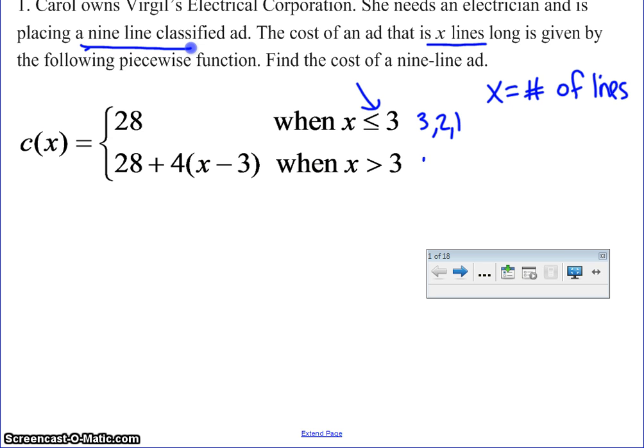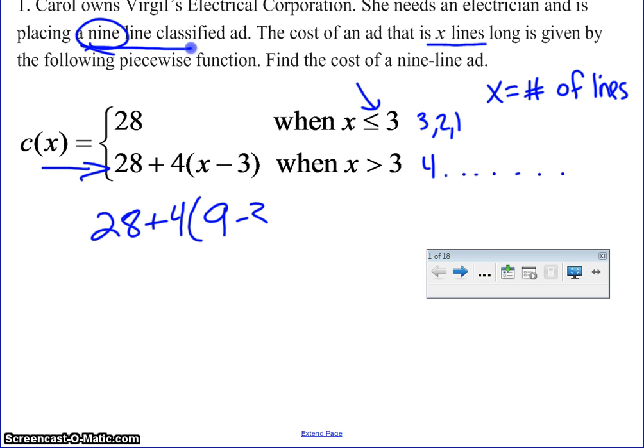Here is when it is 4 all the way up. Well, 9 obviously is higher than 4. It's certainly higher than 3. So we know that we're going to use the second equation. From there, it's just a matter of plugging in whatever value we're given. In this case, X is 9, so we're going to plug 9 in and then solve.